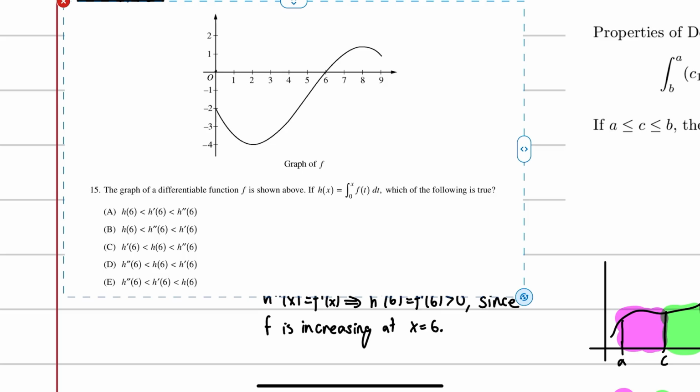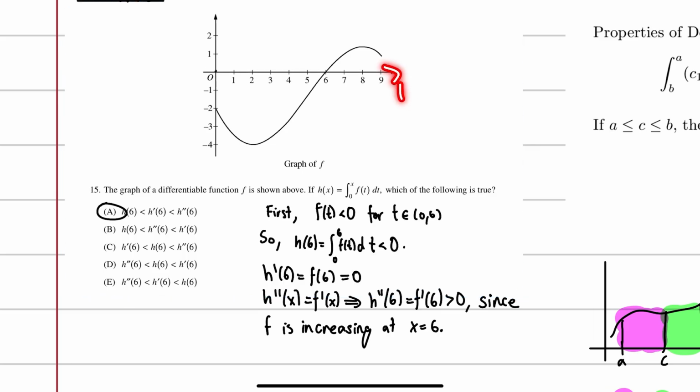So this is f. We can consider this to be t, I guess, and this is f of t. If h just starts from 0 and accumulates this area, which of the following is true? We're trying to compare h, h prime, and h double prime. Well, we'll start with h of 6. H of 6 is this area. But we said when the function is negative, its area is negative. So h of 6 is negative.